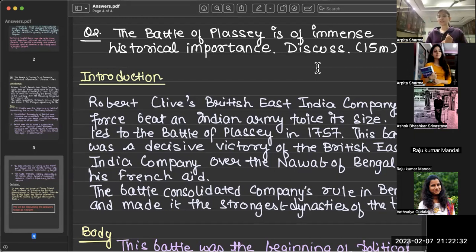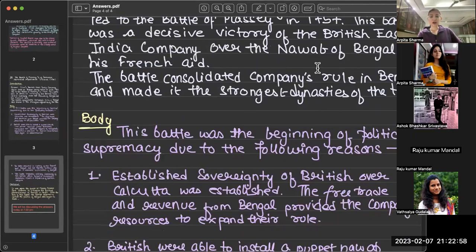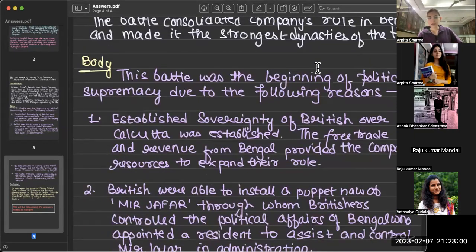So in the introduction, you will mention how Battle of Plassey was a decisive victory of the British East India Company over the Indian rulers. Basically, you can say Battle of Plassey consolidated the rule of the British over Bengal. That is why it is most decisive, because the huge land of Bengal was now under the supremacy of the British East India Company. It was not a small piece of land, it was entire Bengal.